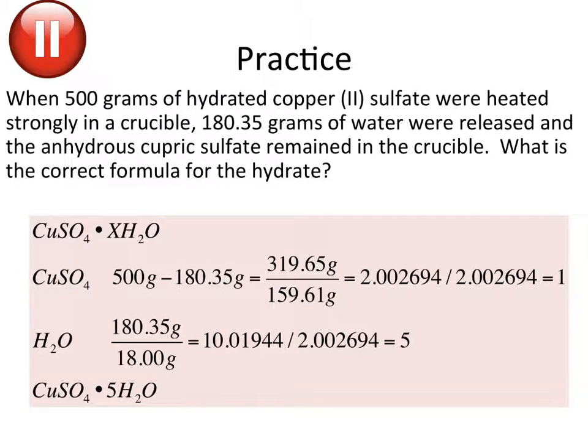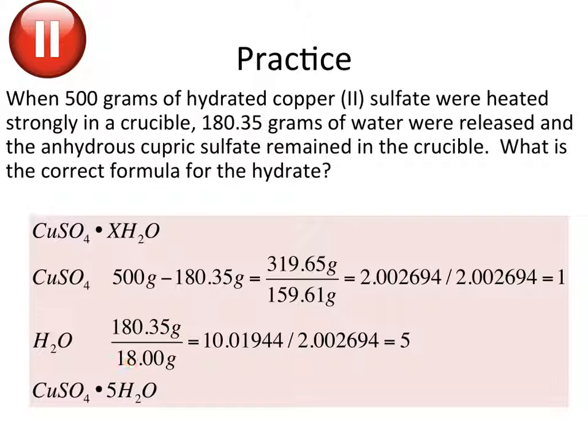So once again, here we go. We know that it's a hydrated copper 2 sulfate. We don't know how many waters we have, so it's just X. Once again, here we start off with 500 grams of this hydrated copper sulfate. And we saw that 180.35 grams of water were released. So we knew that value right away, but we need to figure out what this value was. Again, law of conservation of mass. We just subtracted these two, and we got 319.65.